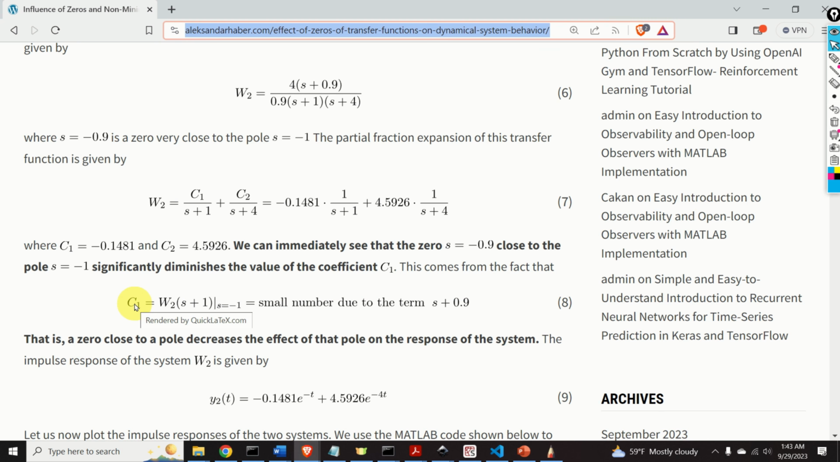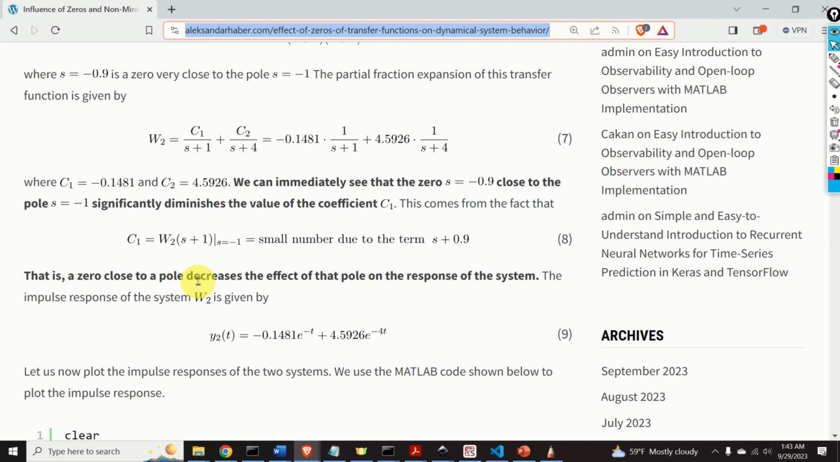When we compute the partial fraction expansion, we take this transfer function, we multiply the transfer function by this expression, and we evaluate the result at s is equal to minus 1. Now, we will obtain a very small number due to this term over here. Since this part will cancel, that is, s plus 1 will not exist anymore, and by substituting here a number very close to 0.9, we will actually obtain a very small number, and that's the effect. That's why you see over here a very small number. That is, a 0 close to a pole decreases the effect of that pole on the response of the system.